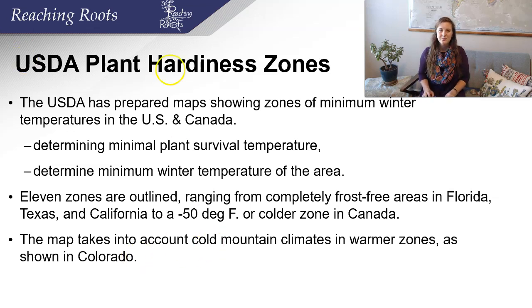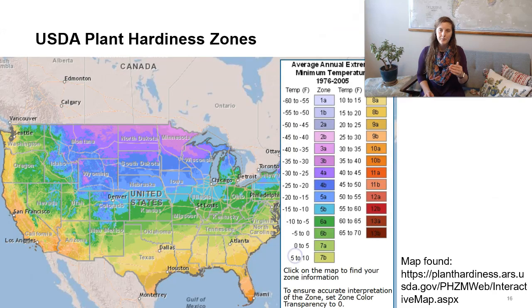This is really helpful. 11 zones are outlined in the USDA plant hardiness zones, ranging from completely frost-free, such as areas in Florida, Texas, and California, to a negative 50 Fahrenheit or colder zone in Canada. So this range is very, very great in North America. The map takes into account cold mountain climates as well that are in warmer zones, such as in Colorado, because as we learned last time, climate is affected by a lot of different factors. It's not just by how far north you go. This is the USDA plant hardiness zones. You can see the different colors designating the different regions that have an associated average minimal winter temperature.